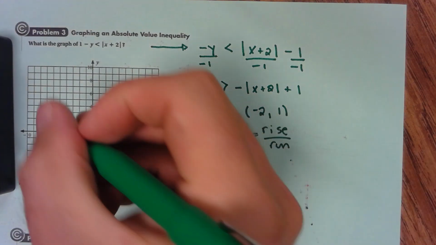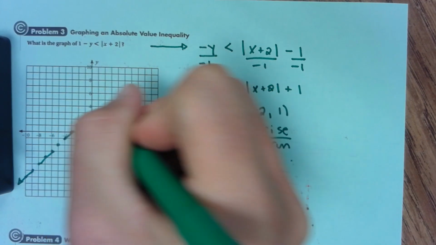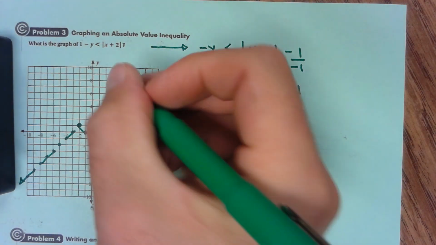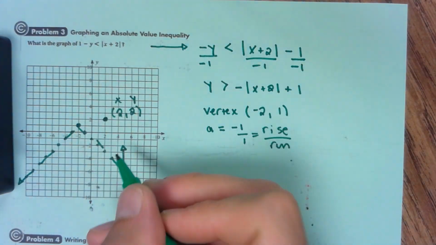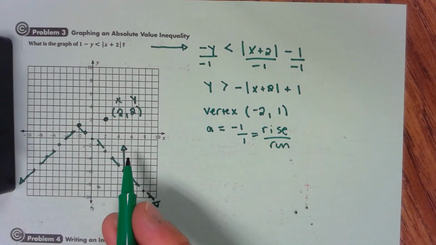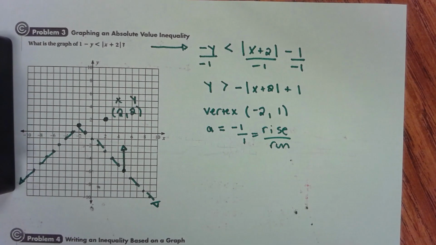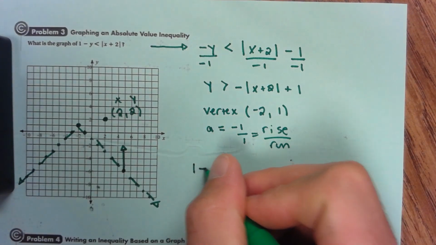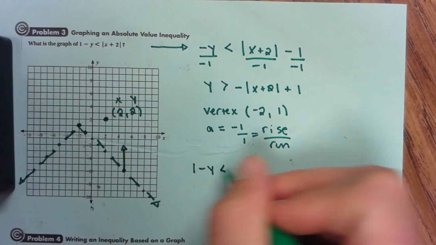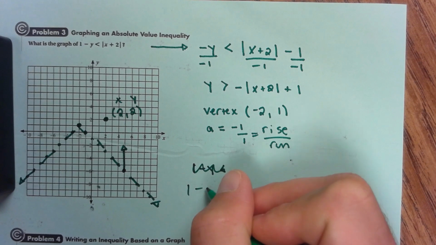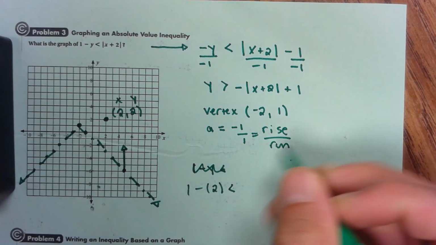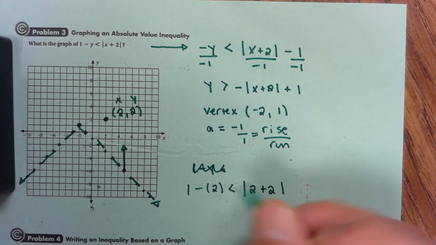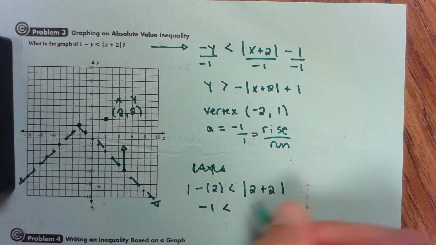Or we could test a point. How about let's test 2, 2. I'm anticipating that that will give me a true statement because of where I've already thought to shade by getting greater than. And I'm going to plug this back into the original. So 1 minus y is less than, how about 1 minus 2 is less than the absolute value of 2 plus 2.